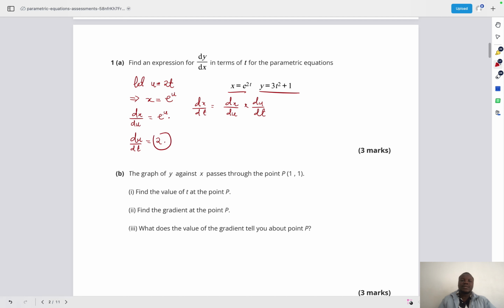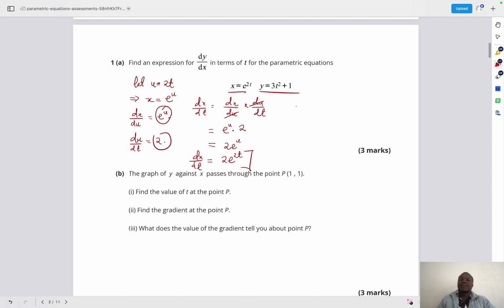This is our du/dt and this is our dx/dt, because here the du's are going to cancel, which is a common practice on parametric equations. So now what we are going to have is e^u times 2, which gives us 2e^u. Now we need to remember that in this case u is equal to 2t, so the derivative is 2e^(2t), which is our dx/dt. So we are going to keep this, and then we do the derivative of the other one.